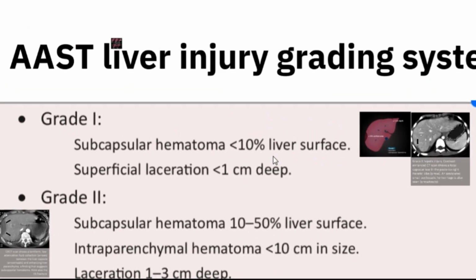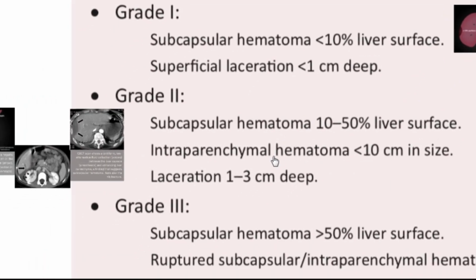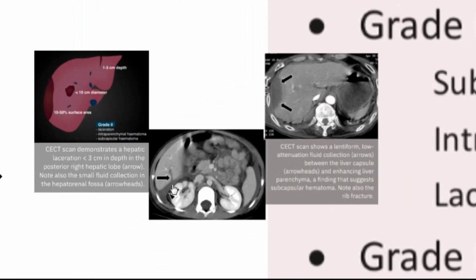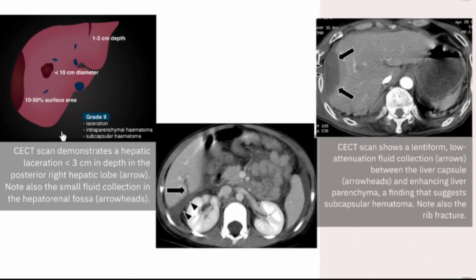So what about grade 2? Grade 2 is when the subcapsular hematoma involves 10 to 50% of the liver surface, or when we have an intraparenchymal hematoma which is less than 10 cm in size, or the laceration is 1 to 3 cm deep. They are very important for everyone to memorize, even at our level? Yes, sure.